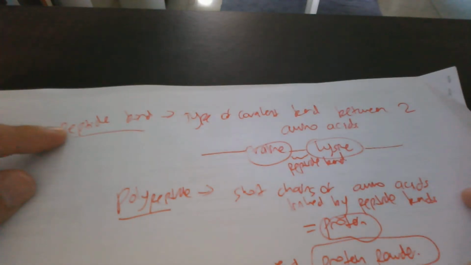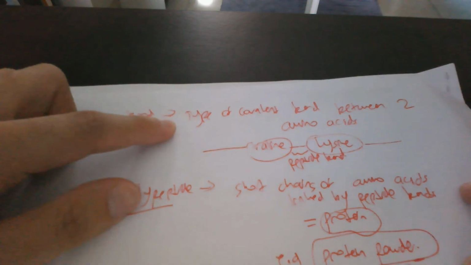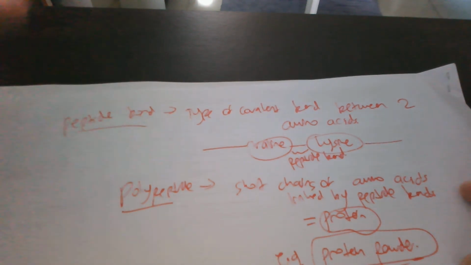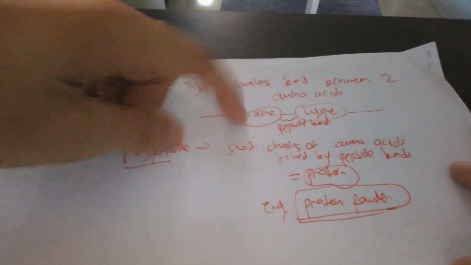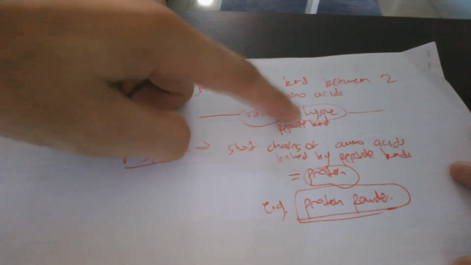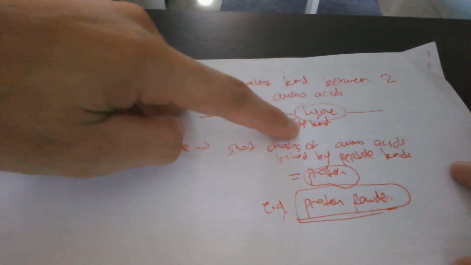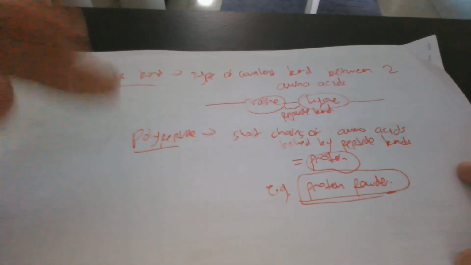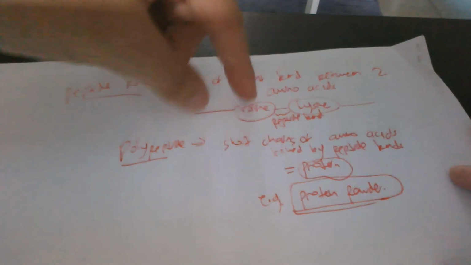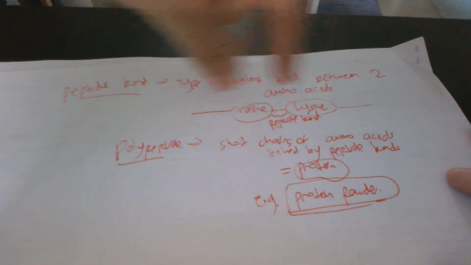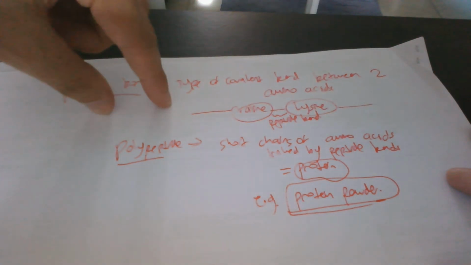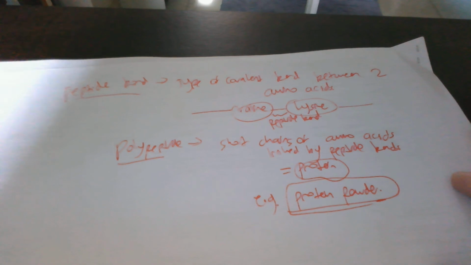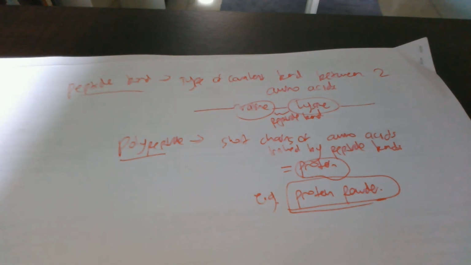Basically, a peptide bond, by definition, is a type of covalent bond between two amino acids, as I mentioned. If you have valine and lysine, that thing joining them together is called a peptide bond. A polypeptide is basically a chain of amino acids held together by peptide bonds. So it's basically a repeat of this and a repeat of that, so on and so forth. That's a polypeptide.